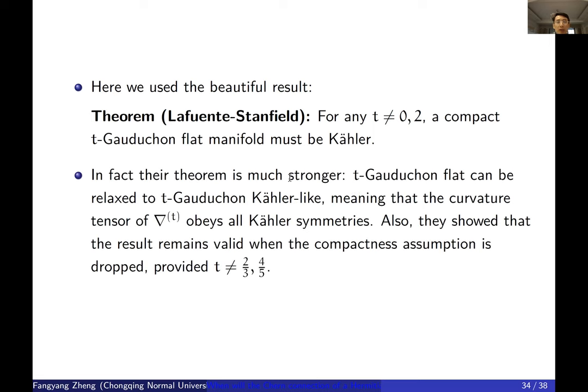In fact, their result is stronger. They do not require t-Gauduchon flat. You just require it to be Kähler-like, t-Gauduchon Kähler, meaning that the t-Gauduchon curvature obeys all the Kähler symmetry. So flat would be a special case, of course. Also they can drop this compactness assumption, but in that case, they need to make a couple of exceptions for the t value. So these two connections are special in some sense. I know that these two-thirds correspond to the so-called minimal Gauduchon connection, meaning the total torsion has smallest norm. But I don't really have a sense about this 4/5. It comes through their proof, I think.